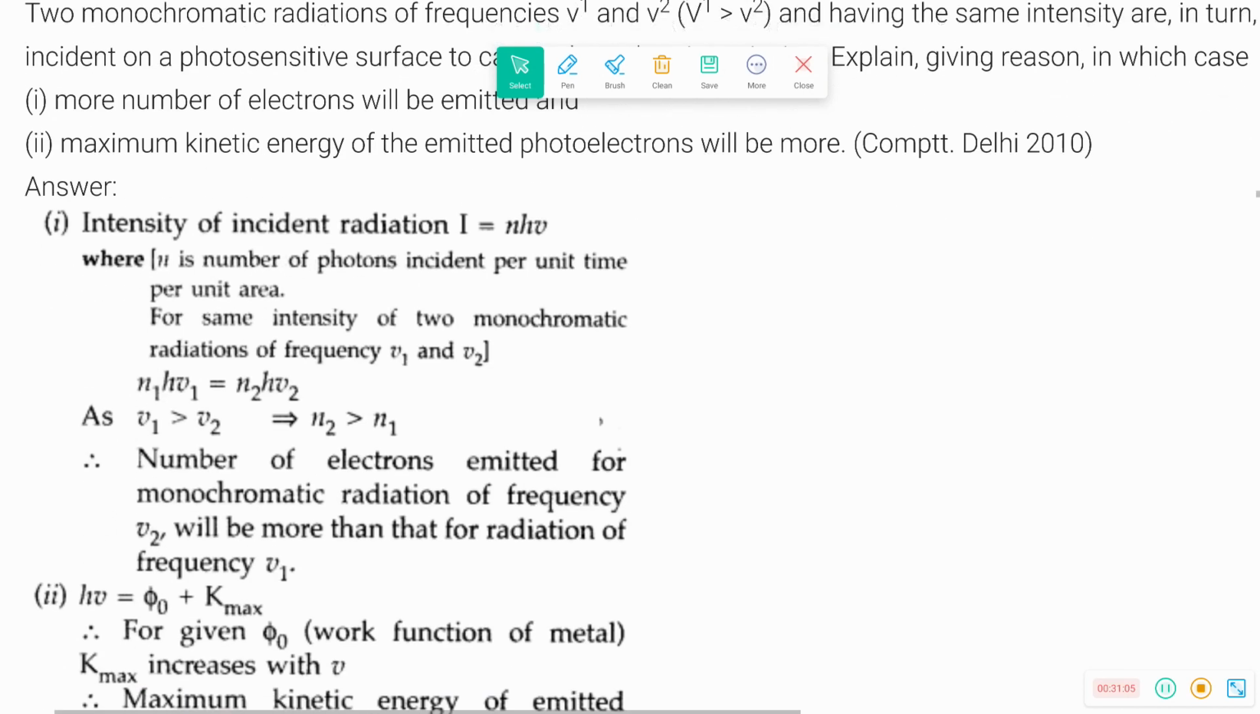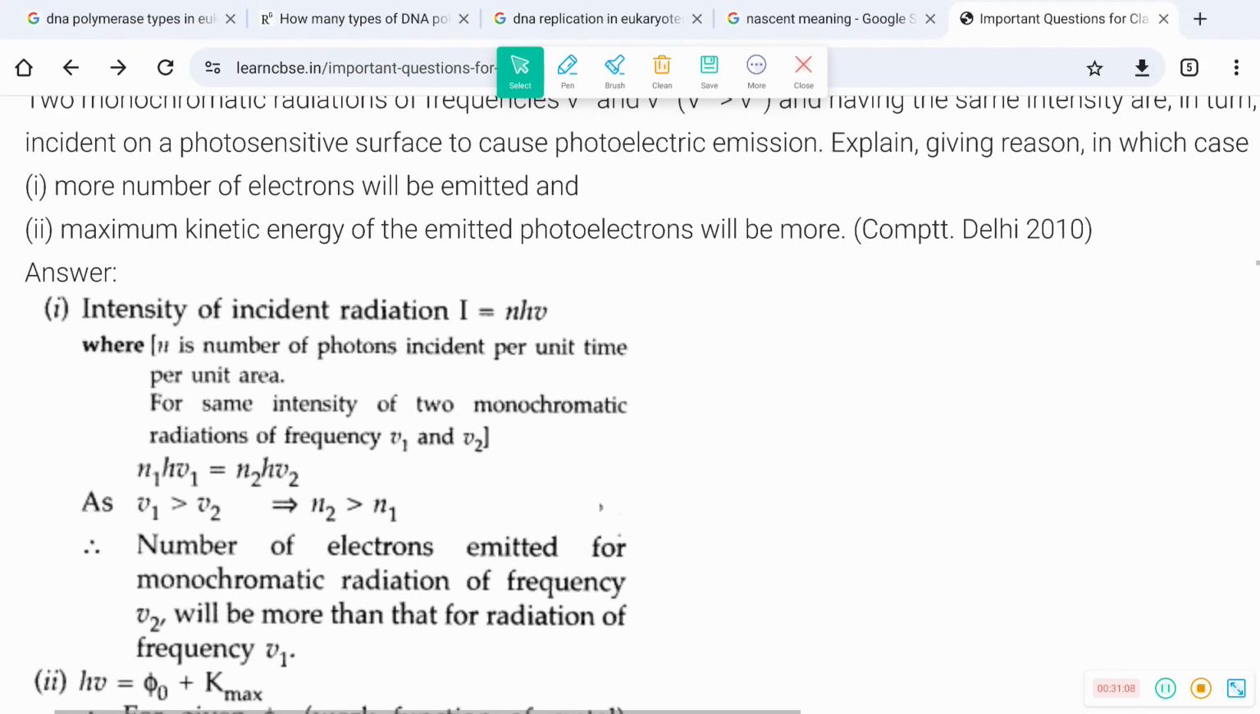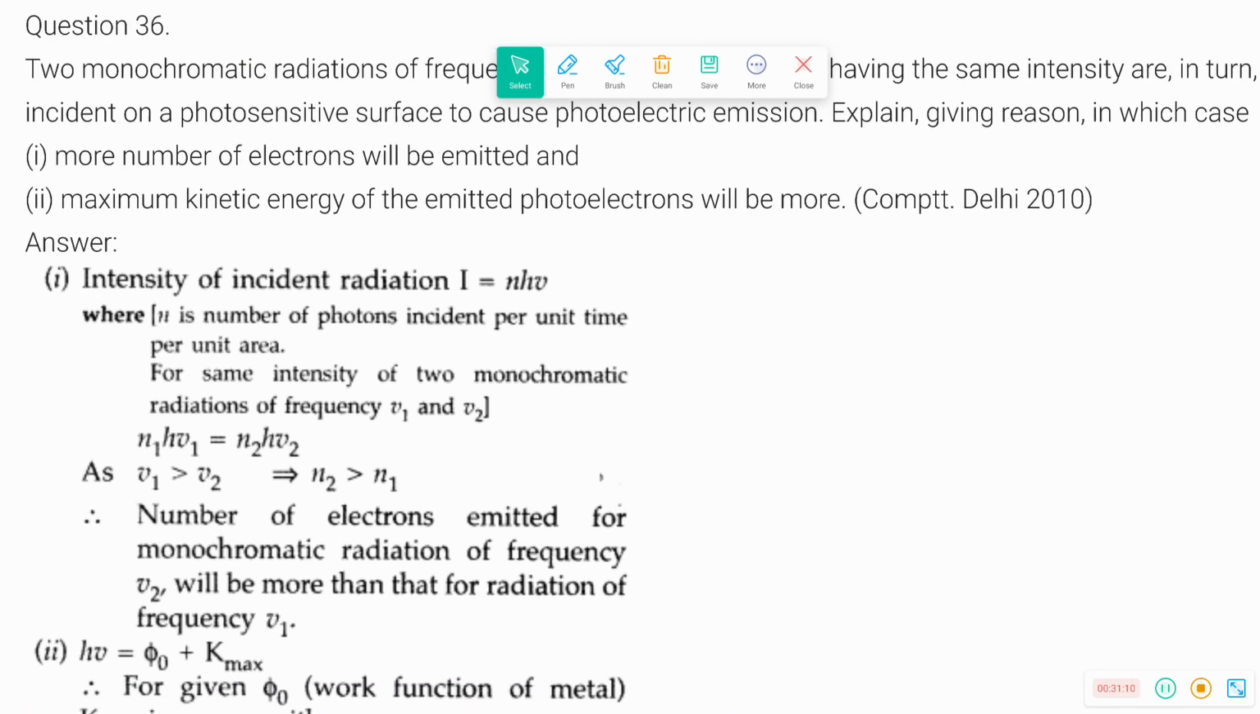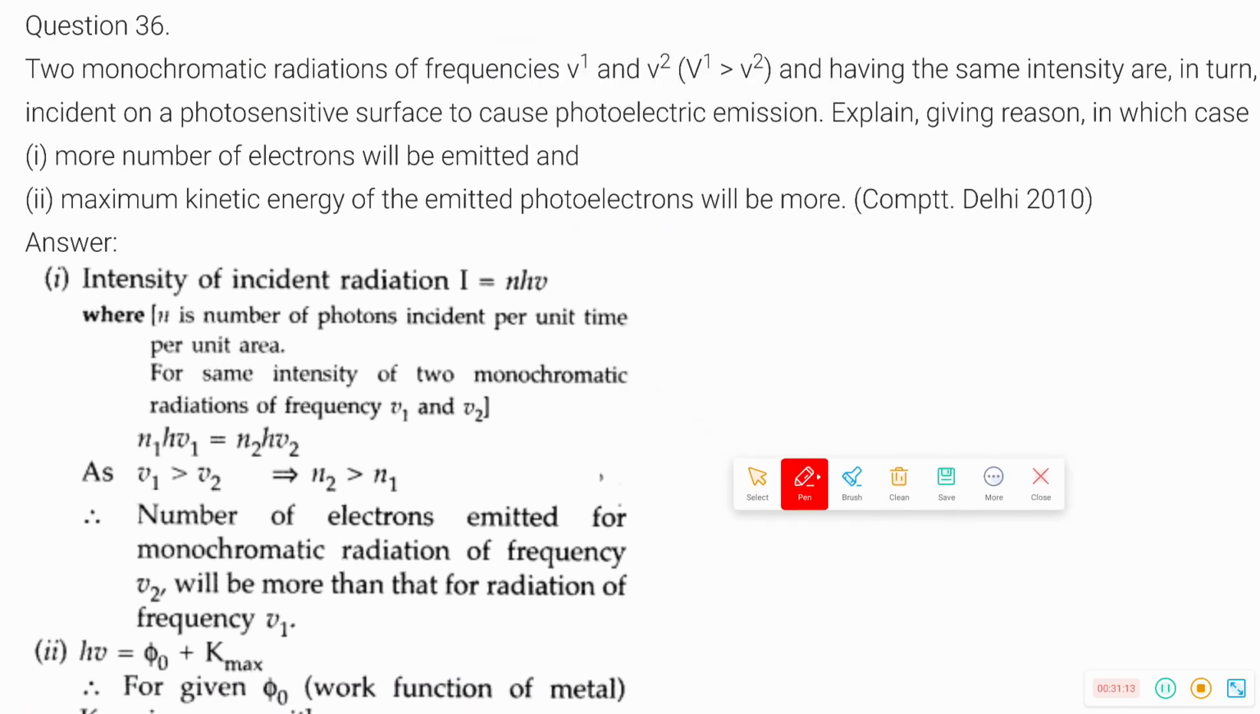This question you check. This is a very important question. You remember, everyone. They are telling two monochromatic radiations, frequency nu1 and nu2, having same intensity, incident on a photosensitive surface to cause photoelectric emission. Explain giving reason in which case more number of electrons will be emitted, and in which case the maximum kinetic energy of the emitted photoelectrons will be more.